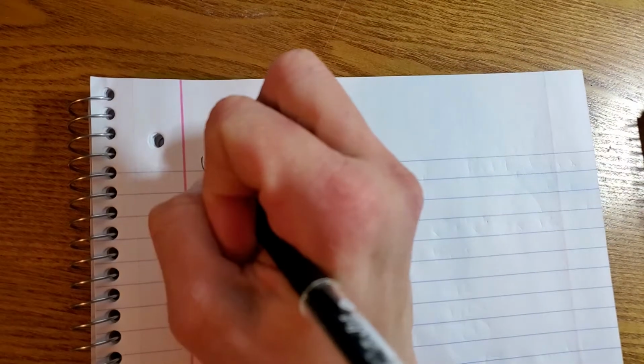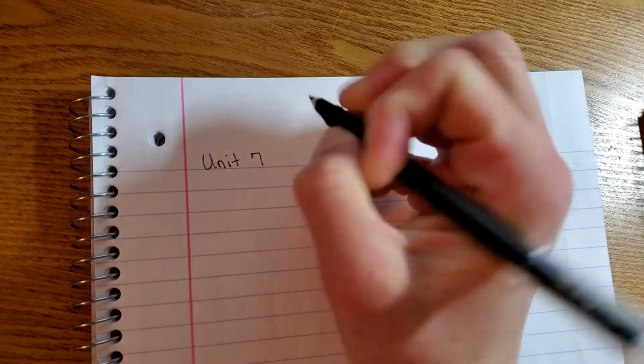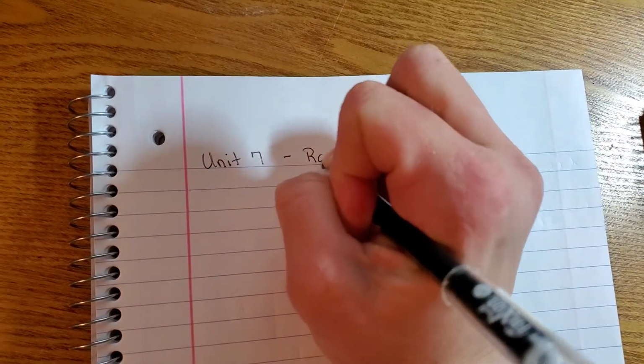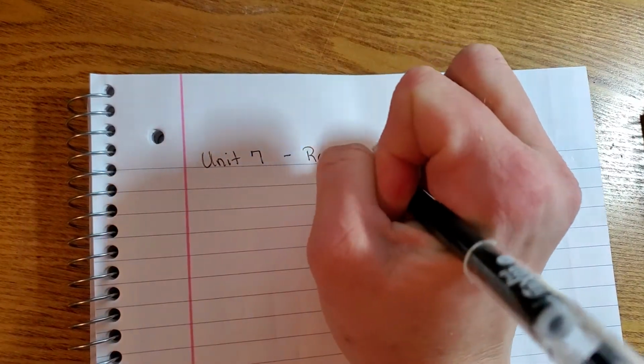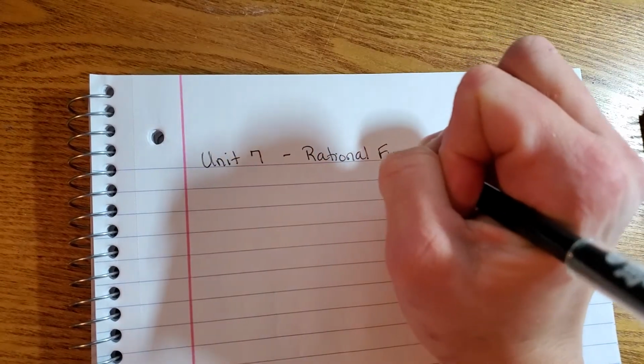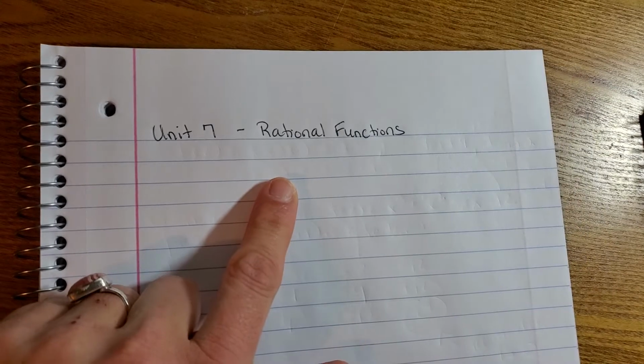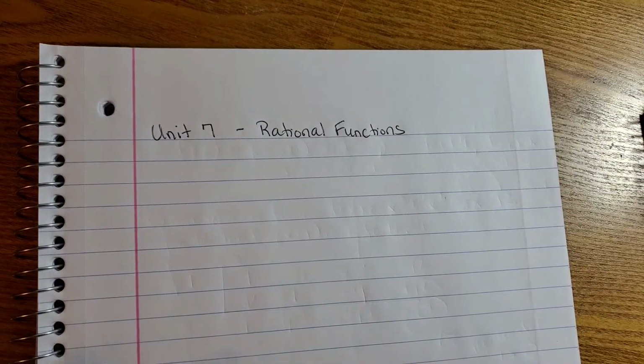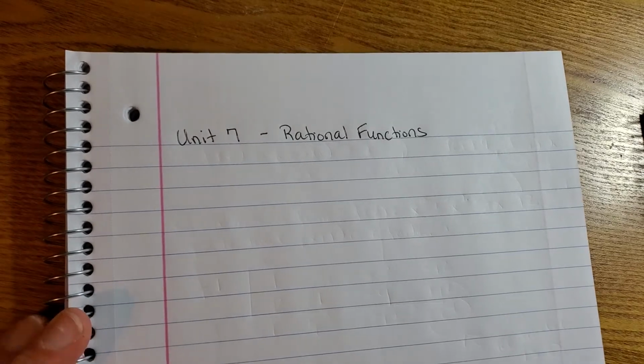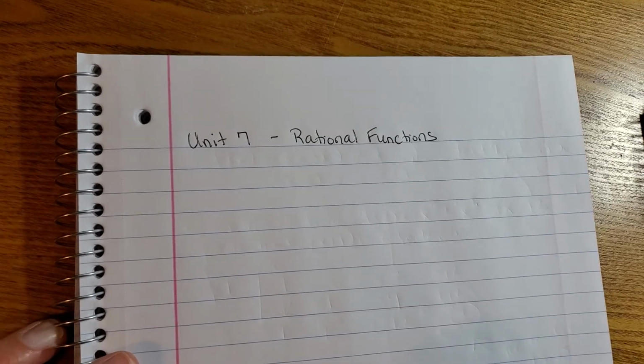Hey guys, we're going to go ahead and move on to a Unit 7 review. This was all about rational functions. Remember, rational means that we can express it as a fraction. So we're going to have these functions, these expressions in terms of fractions. So let's go over some of the types of problems that you might see in rational functions.